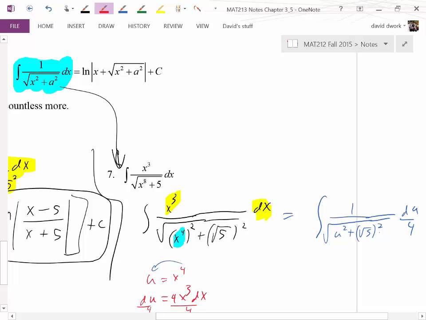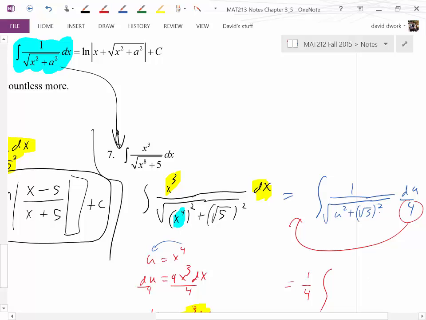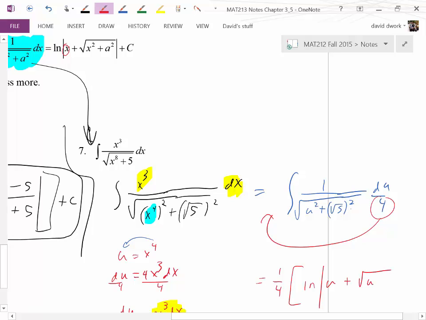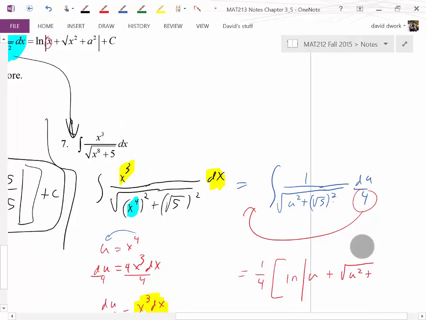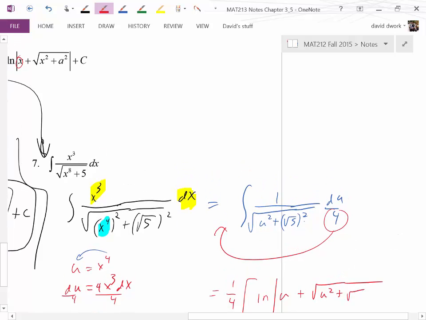Now if you want to, you can take this 4th out to the outside. That's what I'll do here. So it's 1/4 times the integral of, and what is the rule going to tell me? Oh, sorry, not times the integral. Times the answer. We know the answer. It's natural log of. Now we don't have x's. So our variable is u's now. So instead of x, we're going to write u plus the square root of u squared plus a squared, and a for us is the square root of 5 squared, plus c.